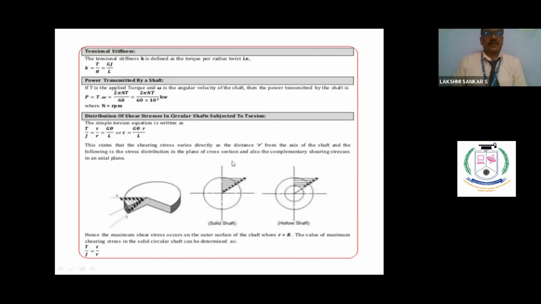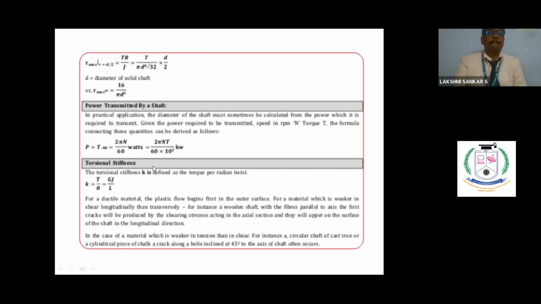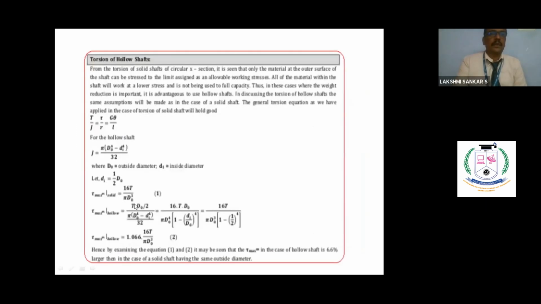Distribution of shear stress in a circular shaft, if you see. At the center, the shear stress will be 0. As the radius increases, the stress value will be maximum, assuming a linear relation. If you substitute the things now, tau max you can think of as 16 T by pi d cube. The power transmitted by the shaft will be 2 pi NT by 60. Torsional stiffness is done again.